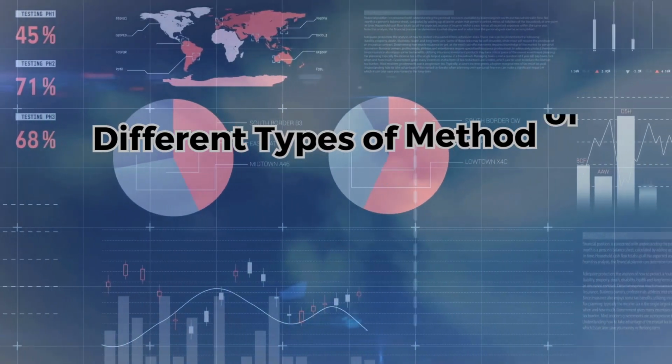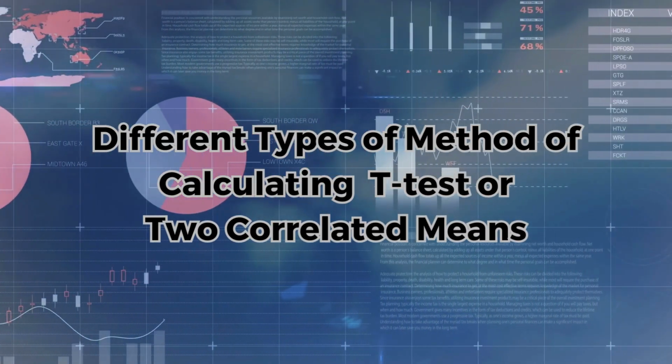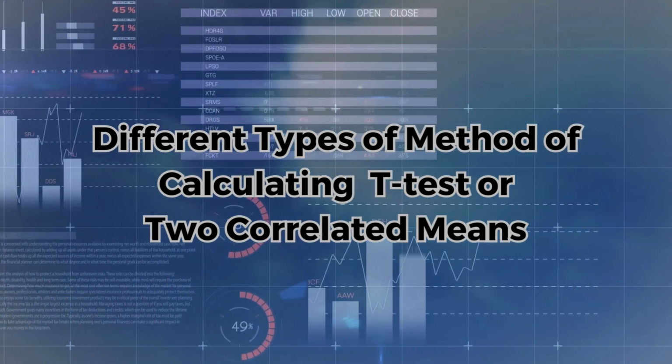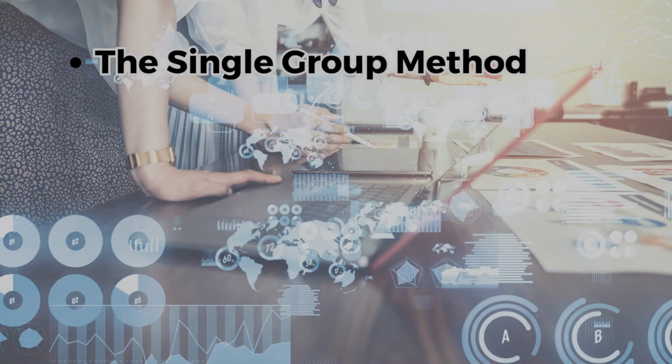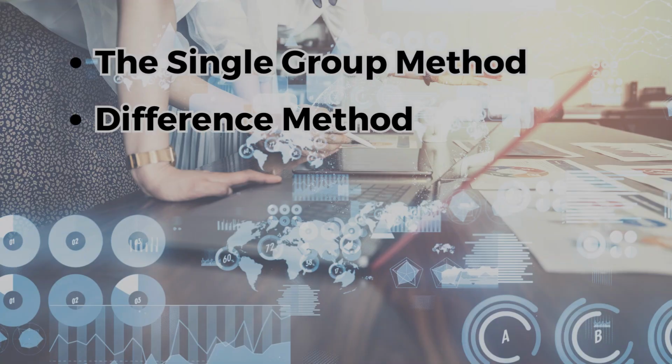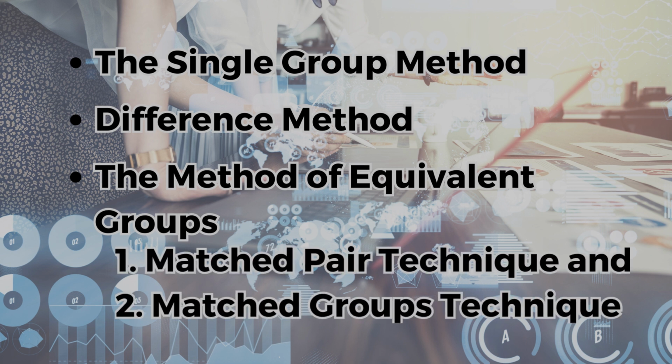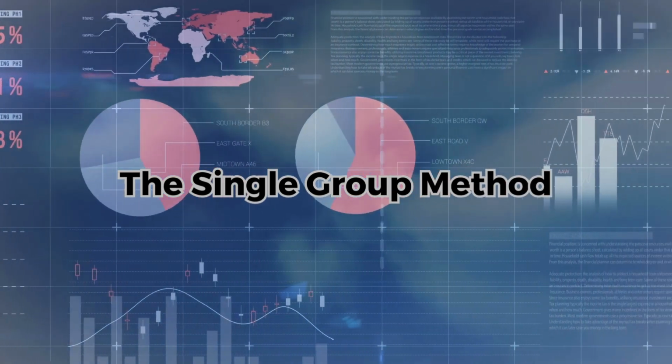Okay, now I am going to discuss the different methods of calculating the t-test for the two correlated means. First one is the single group method, another one is the difference method, and number 3 is the method of equivalent groups, which includes two types of technique. The first method is the single group method for computing the t-test with the two correlated means.